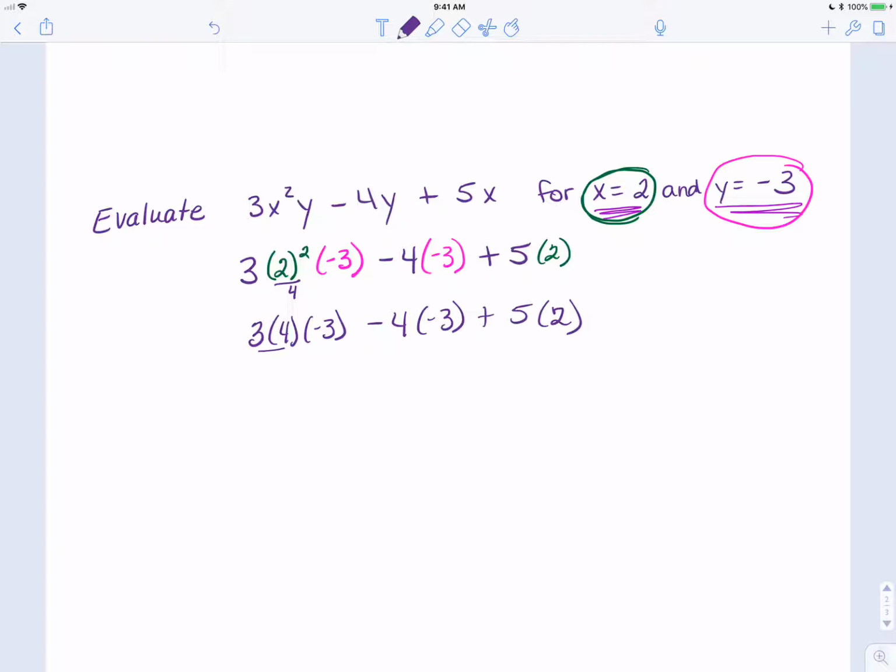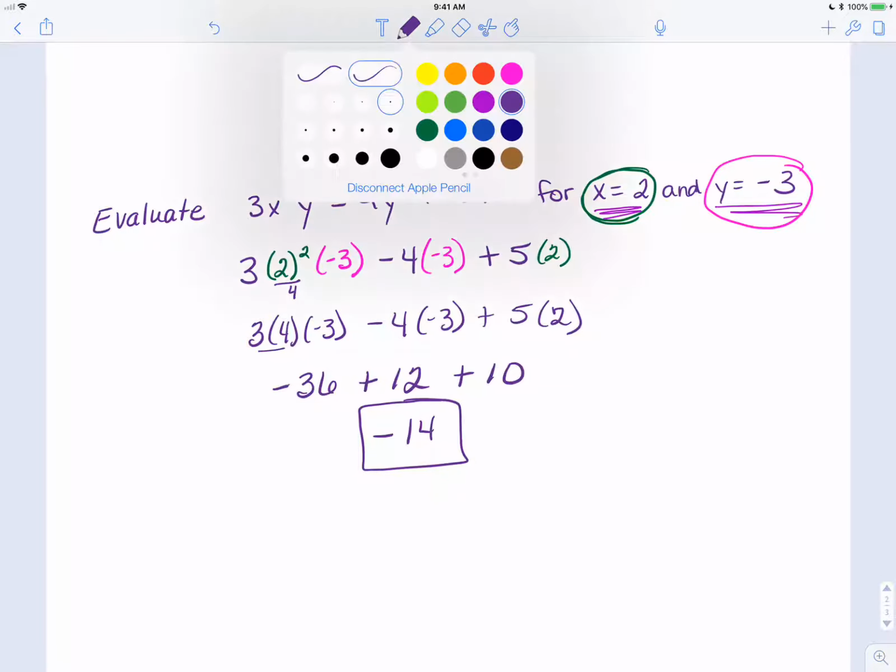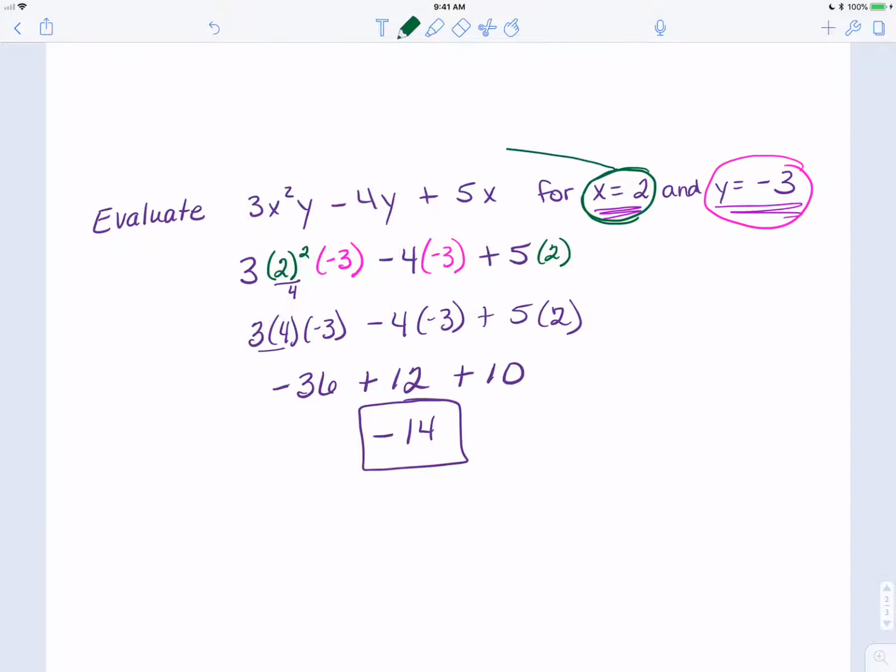Okay, so now we're ready to do multiplication. 3 times 4 is 12. 12 times negative 3 makes negative 36. Negative 4 times negative 3 should make positive 12, plus 10. Well, then if I go to my calculator and I say negative 36 plus 12 plus 10, put all that together and I get negative 14. It's my final answer.